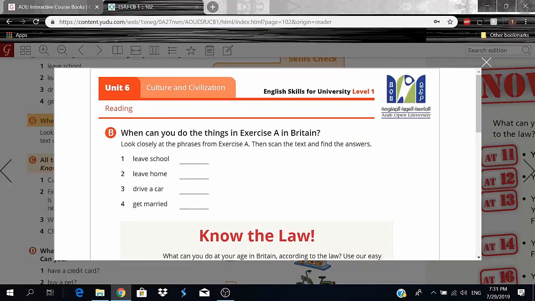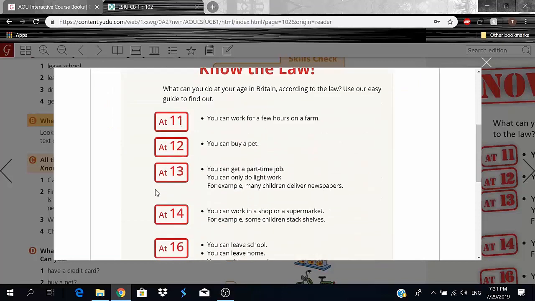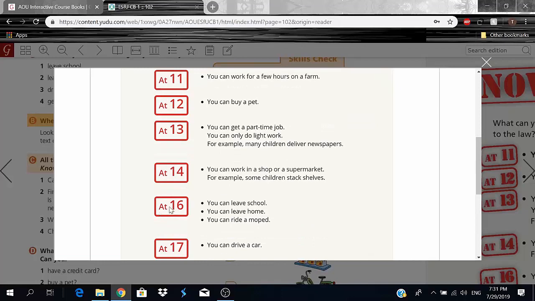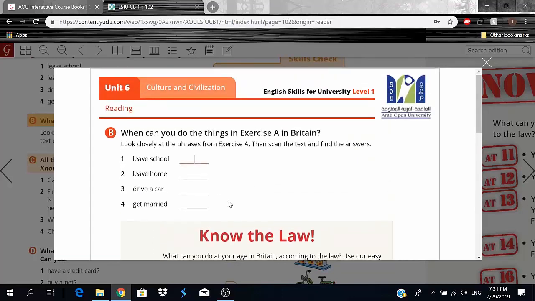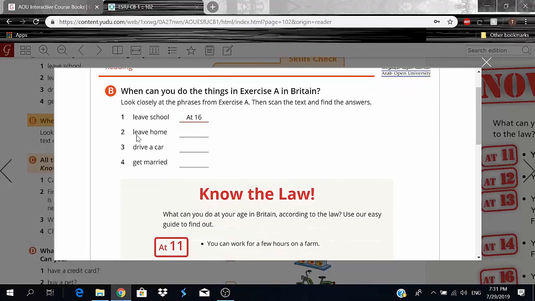So when can you leave school in Britain? Let's actually look here. You can leave school at 16. So I could just write down 16. Okay?